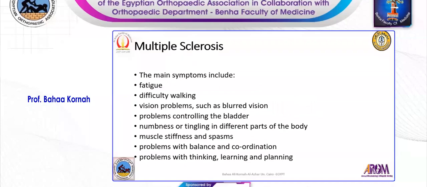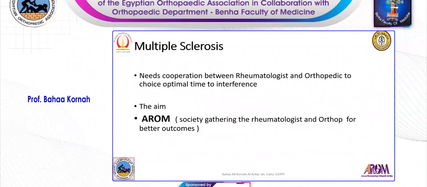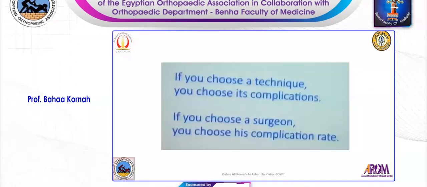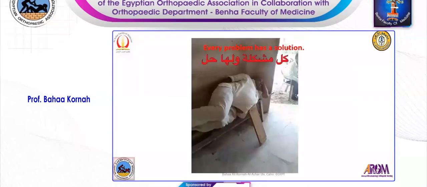Multiple sclerosis has main symptoms including fatigue, difficulty with vision, problems controlling the bladder, numbness, and others affecting the musculoskeletal system. She needs cooperation between neurologist and orthopedic surgeon. So the aim of this society is gathering neurologists and orthopedic surgeons for a better outcome. So what is your management for this patient? If you choose a technique, you choose its complication. If you choose a surgeon, you choose his complication rate. So every problem has a solution.